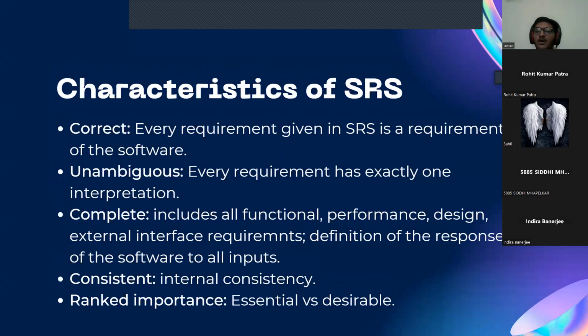Then we have the characteristics of SRS. There are many, but I will point out the main ones: correct, unambiguous, and complete. Correct means every requirement given, like we need name, age, etc., needs to be in the software itself. So every requirement given in the SRS is a requirement of the software. Unambiguous means every requirement has exactly one interpretation. Complete includes all function, performance, design, and external interface requirements, and the definition of the response of the software to all inputs. What this basically means is that whatever we make, its functionality, its design, everything needs to be perfect and working well together with each other.